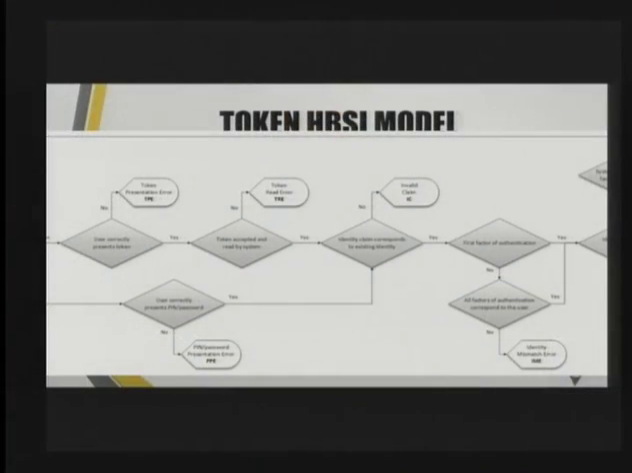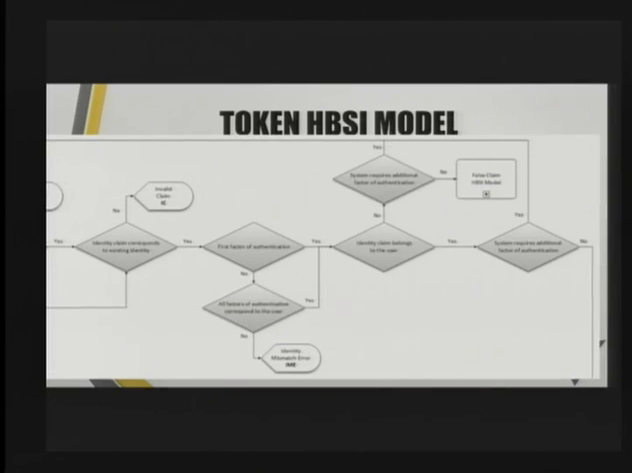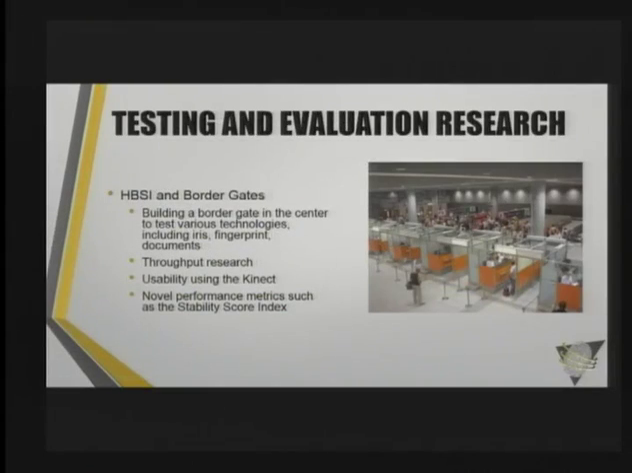Sometimes the system may read correctly, but I'm making an incorrect claim. I'm claiming to be someone I'm not, especially if I have the wrong passport. And so these are the things that we start to build up when we're looking at models related to border control and border gates. And then we go through with the authentication system, and then we jump into the biometric. So how do we test this in a lab environment?